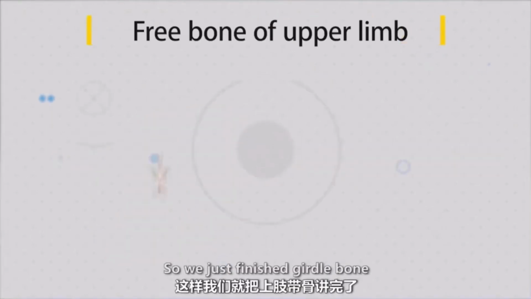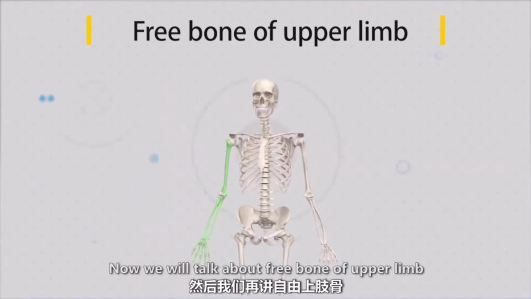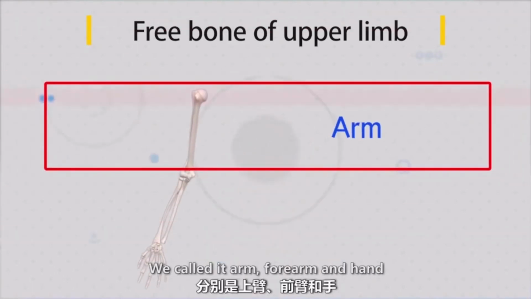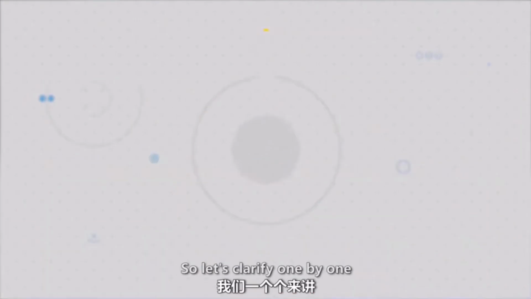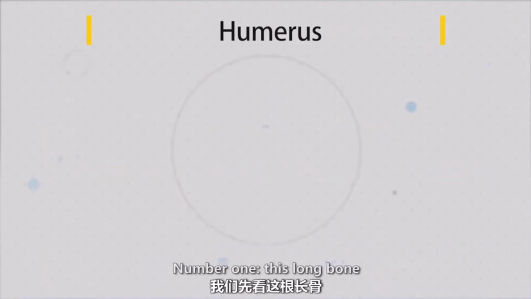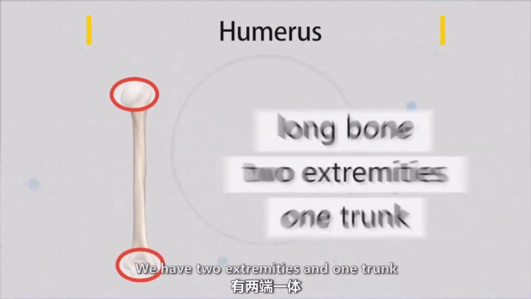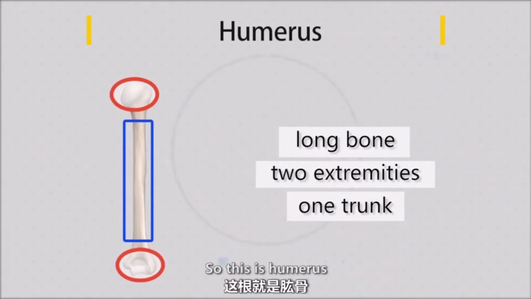So we just finished the girdle bones. Now we will talk about the free bones of the upper limb. We divide them into three parts: arm, forearm, and hand. One by one. Number one, this long bone has two extremities and one trunk. This is the humerus.